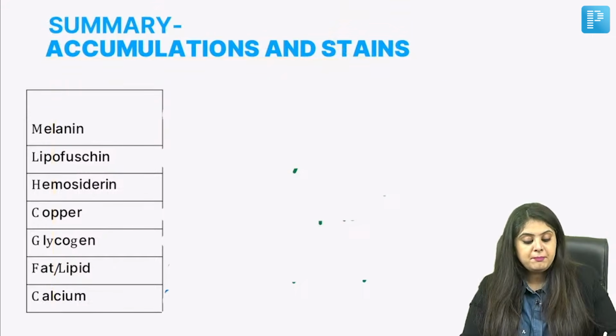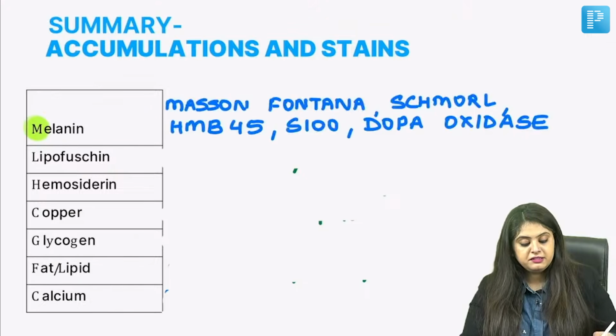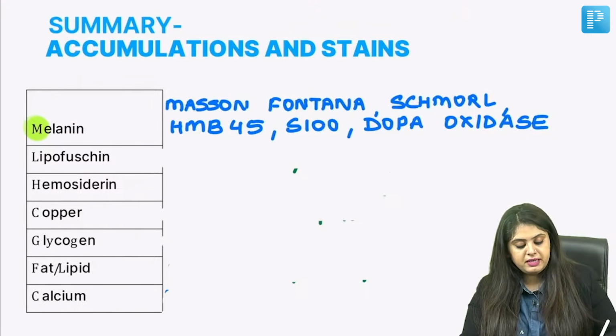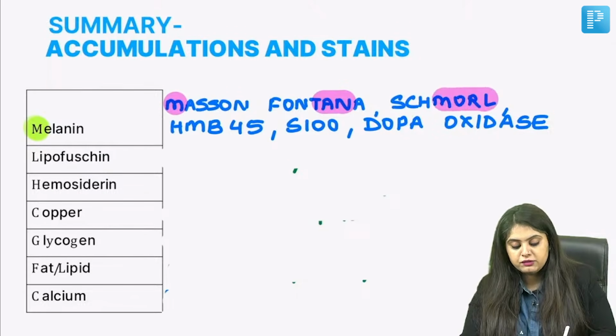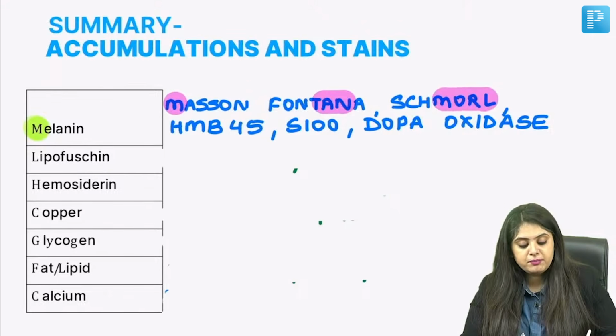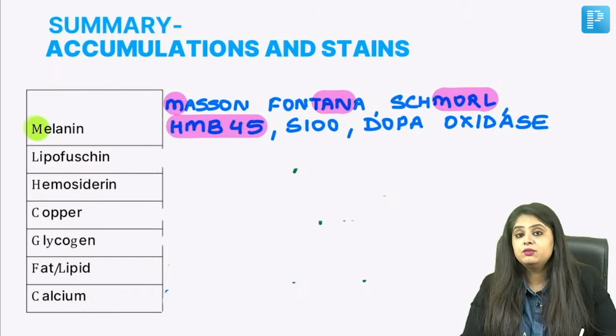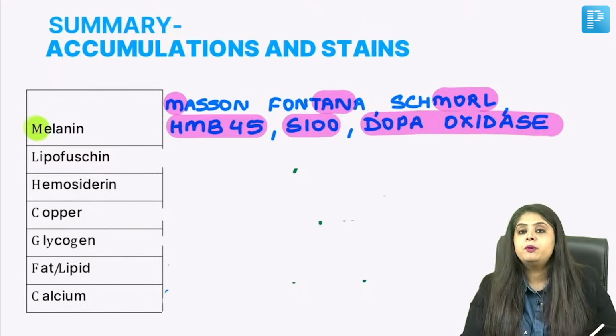First, ma'am, for melanin there were 3-4 stains. First you told us M for melanin, M for Mason Fontana. Remember this? M for melanin, M for Mason Fontana. Then the mole one, that is what you told us was the small stain. Then you told us some immunohistochemistry like HMB45, even Melan A was there, S100. Then you told us one enzyme, and the enzyme was dopa oxidase.